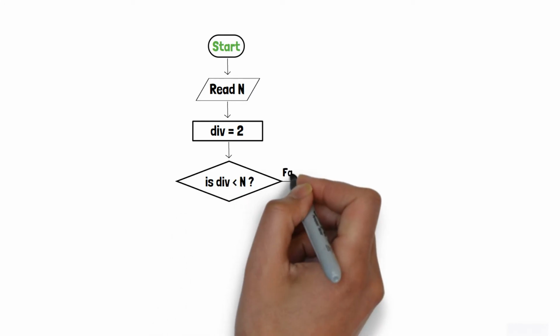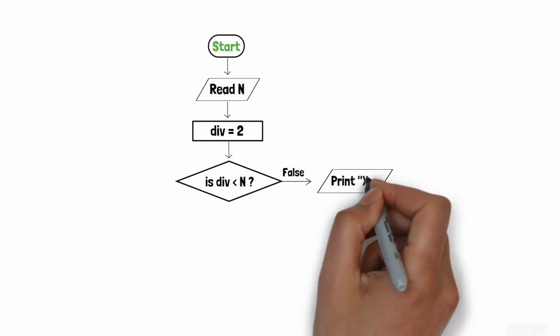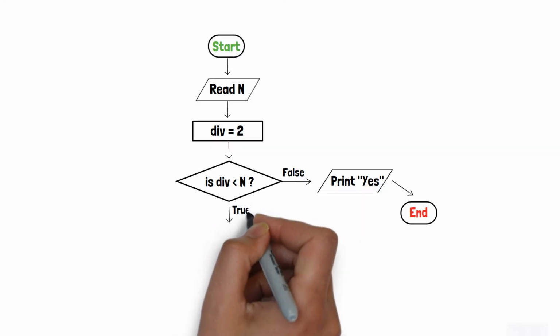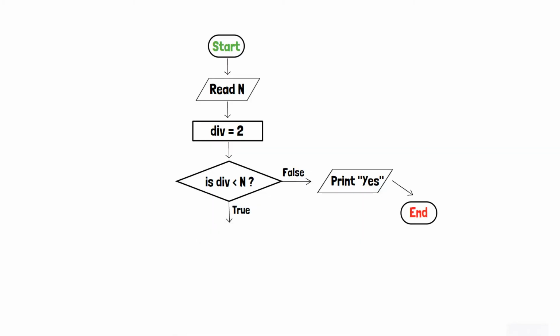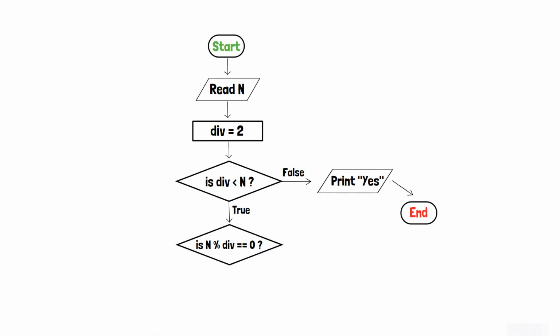If not, that means the given number is prime and hence print yes through an output component and end the program via an end terminator. If yes, that is if div is less than n, then again add a decision box to check whether n modulo div is equal to 0 or not.